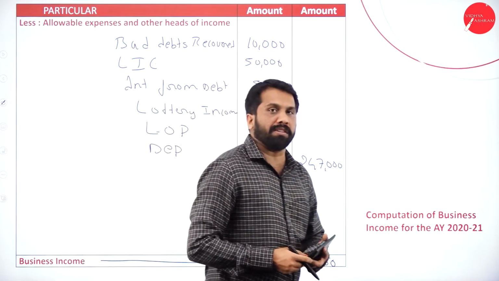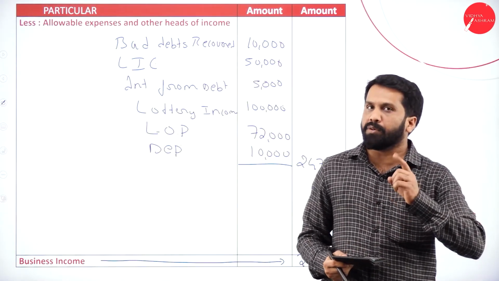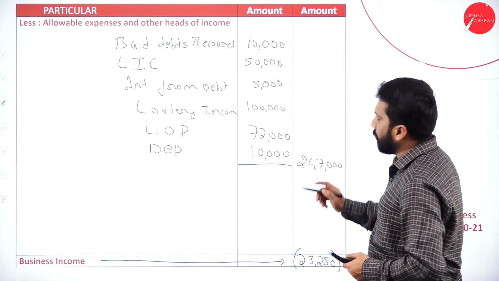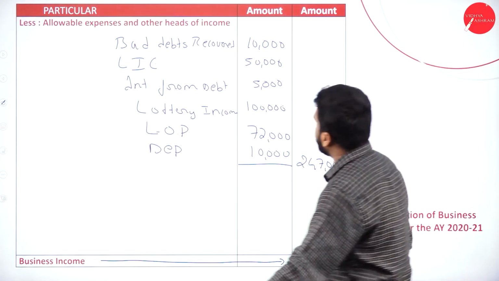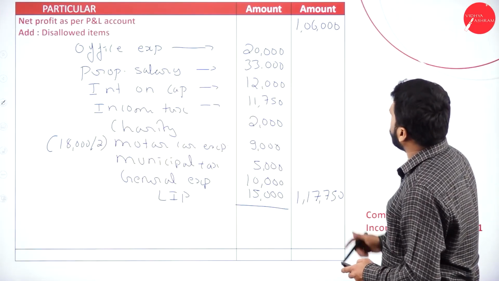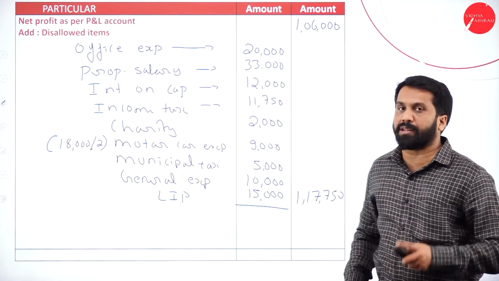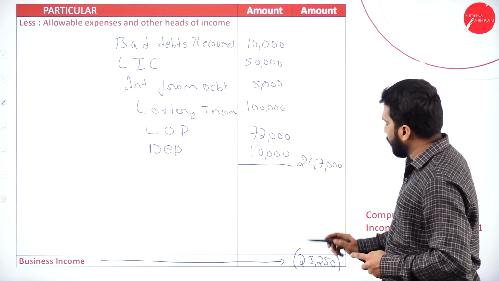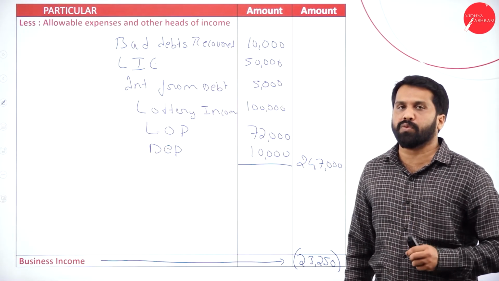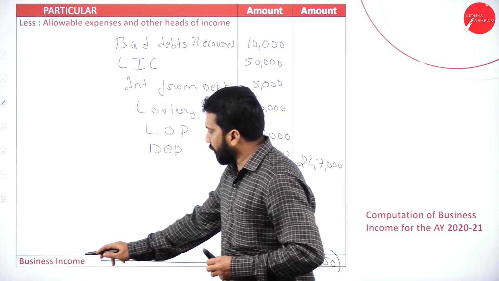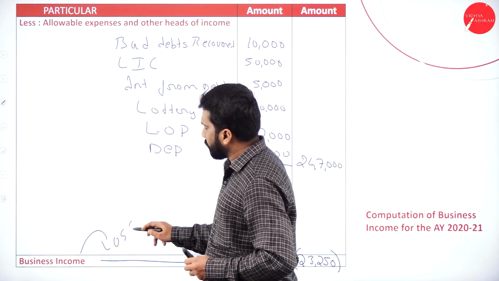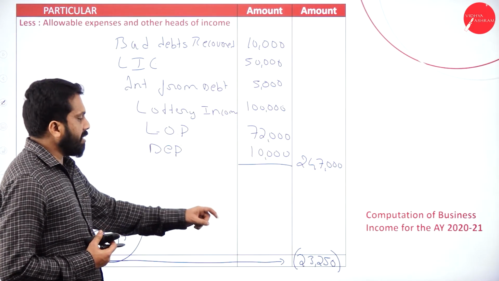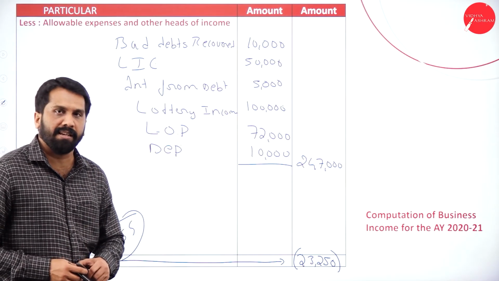Hope you are clear. What is this? Your business income. So it is not income actually, it is loss. Why? Because if you add these two, 1,06,000 plus 1,17,000, you get 2,23,000. From 2,23,000, if you minus 2,47,000, you will get minus 23,250. This is not income actually, it is business loss. Clear? Your business loss is 23,250.